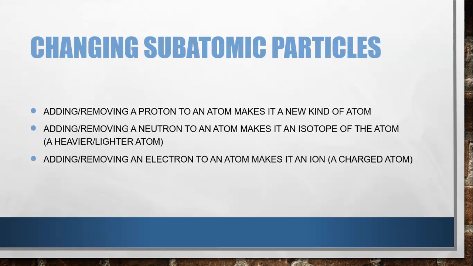And if you add or remove an electron, it makes it what's called an ion, and that's just a charged atom, right? So the terms isotope and ion are a couple of terms that you will need to know in future years. It's something that kind of comes up, but for this course at this time is not something that we have to have memorized.